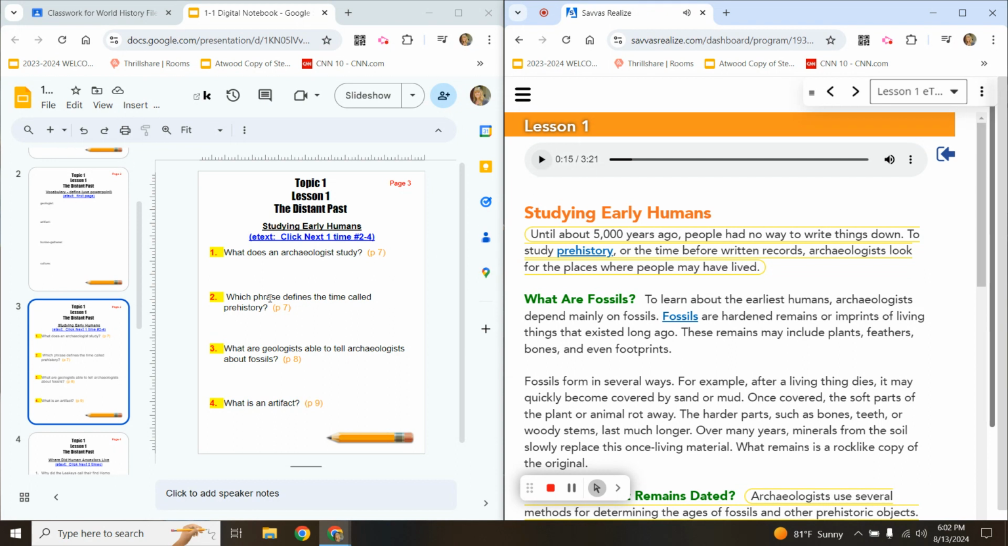All right, which phrase defines the time called prehistory? You will find that answer in this circled paragraph right here. Go ahead and pause my video and get that answer in your digital notebook now.